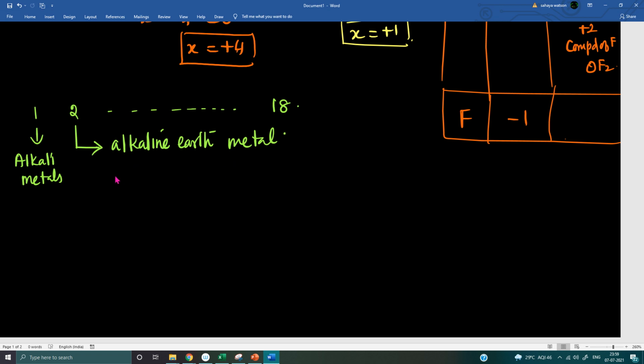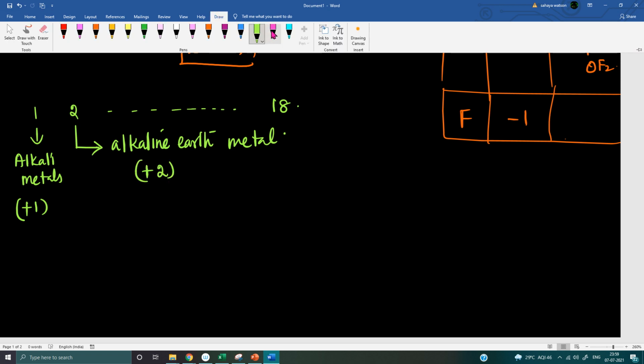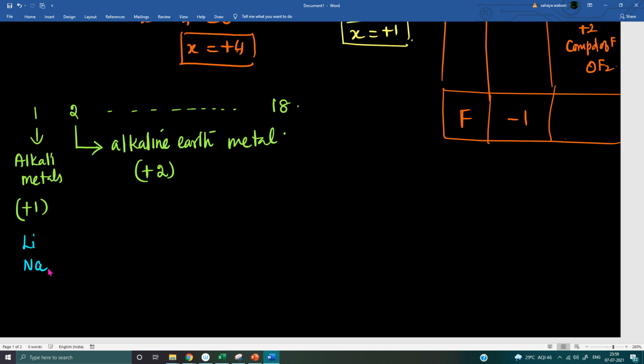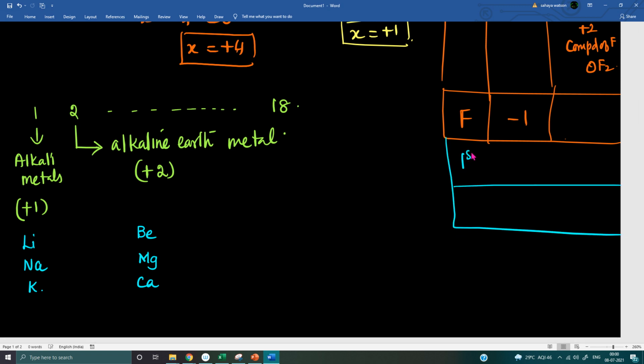Now coming to the point. For alkali metals the oxidation number is plus 1. For alkaline earth metals the oxidation number is plus 2. So let me give some examples for alkali metals and alkaline earth metals: lithium, sodium, potassium. Whereas for alkaline earth metals it is beryllium, magnesium, calcium. Now let me extend this box. So for first group elements it is +1, for second group elements it is +2.